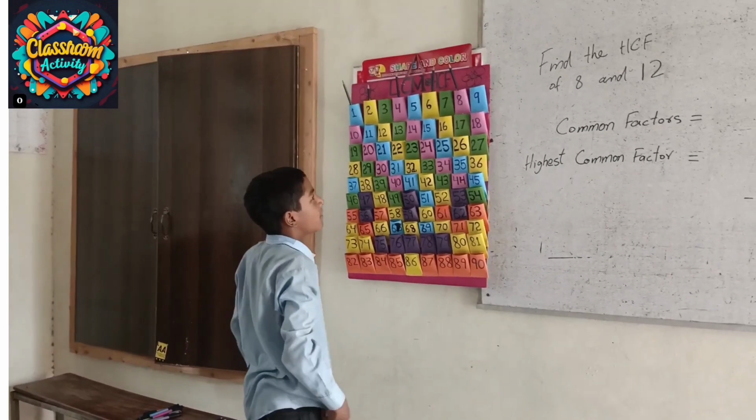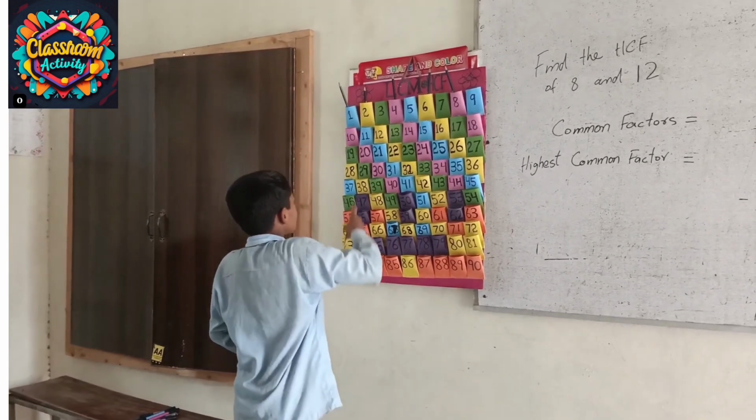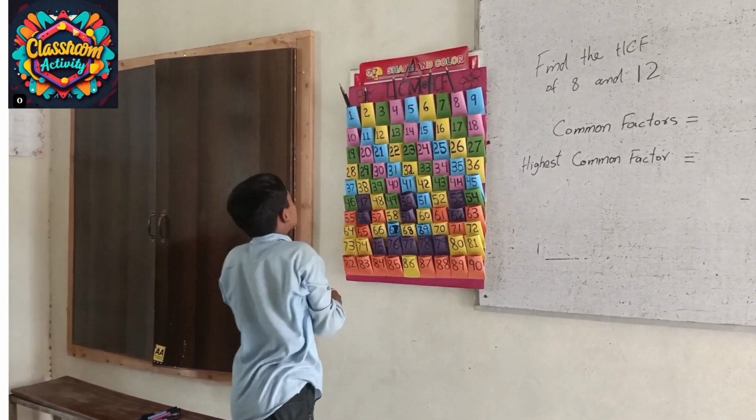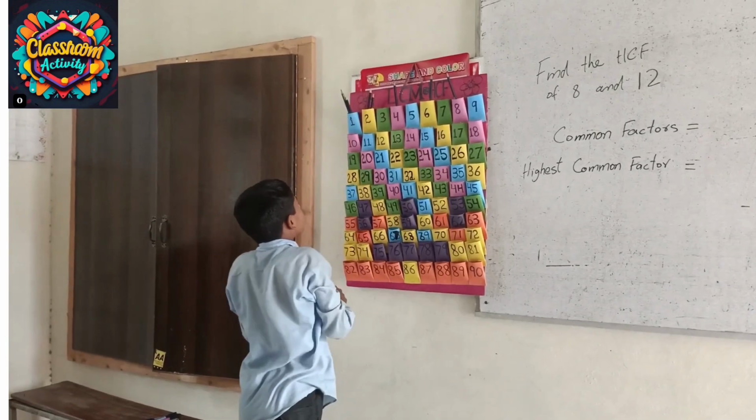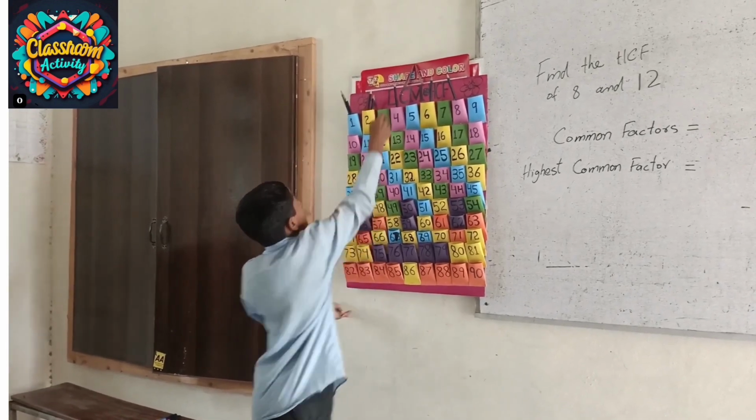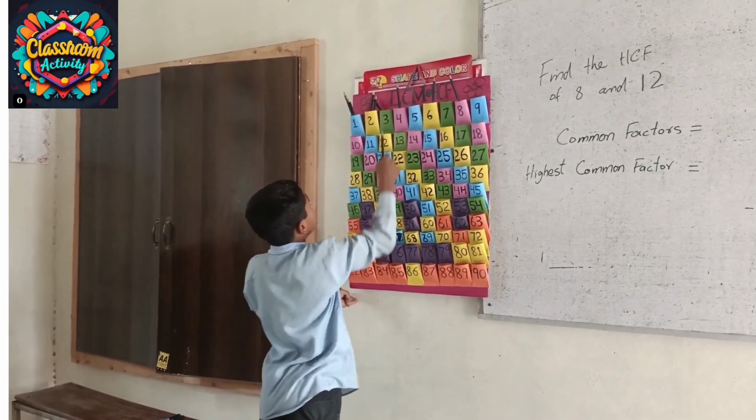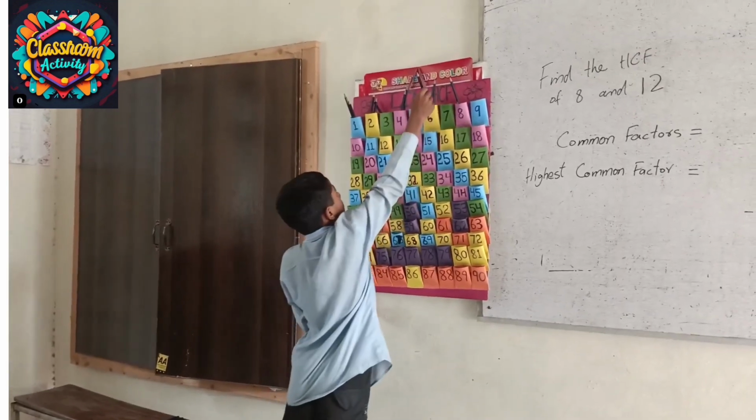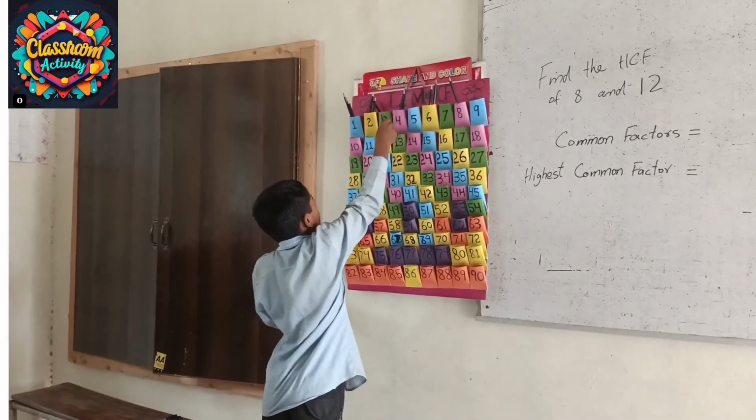Now we will find the factors of 12. 1 is a factor of 12. 2 is a factor of 12. 3 is a factor of 12. 4 is a factor of 12. 6 is a factor of 12. 12 is a factor of 12.